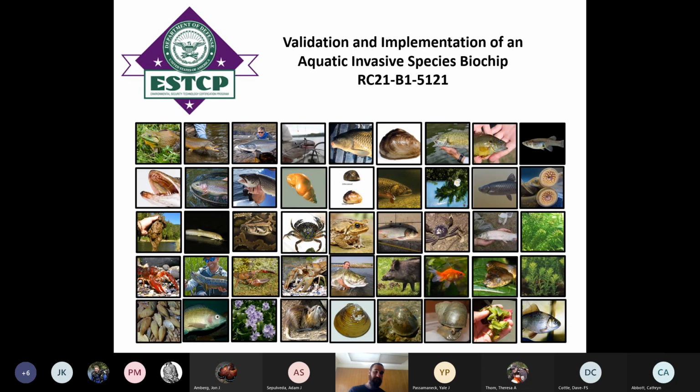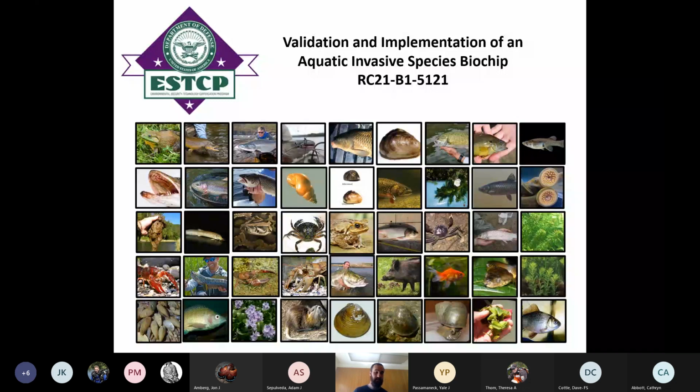First is a Department of Defense funded project called Validation and Implementation of an Aquatic Invasive Species Biochip. The idea here is that we are to validate about 50 aquatic invasive PCR assays and then package them together onto a high throughput chip so that partners from across the lower 48 United States can run samples on a single protocol that will screen for a wide range of aquatic invasive species.